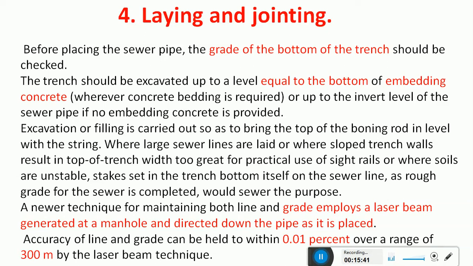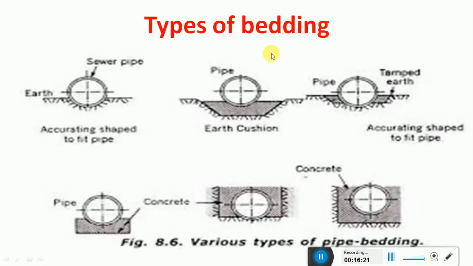Okay, so after laying, then we have to check the sewers. Nowadays a new technique is used. It employs a laser beam generated at a manhole and directed toward the pipe as it is placed. That means after laying, the straightness and gradient have to be checked, and for that we have laser instruments to check the accuracy. Using this laser beam technique, we can have an accuracy of around 0.01% with a range of around 300 meters. And these are different types of bedding.